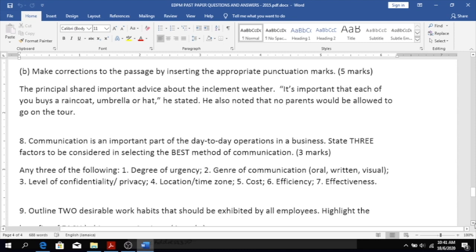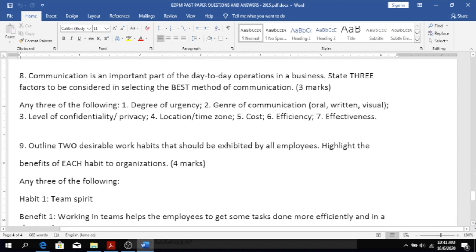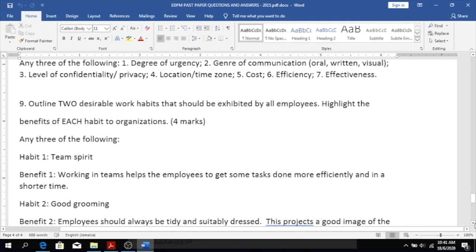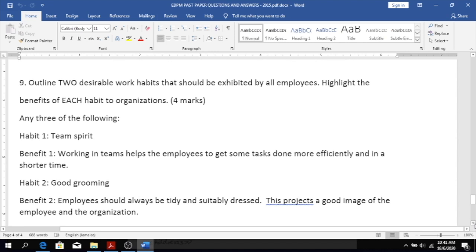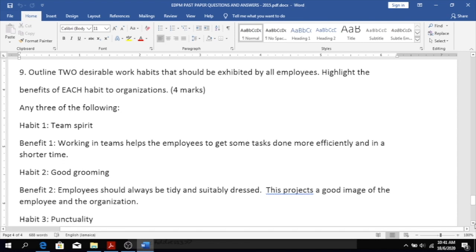Yeah, number 9. Outline 2 desirable work habits that should be exhibited by all employees. Highlight, what did I say? Desirable work habits that should be exhibited by all employees. Highlight the benefits of each work habit to organizations. Right, so any of the three can go.